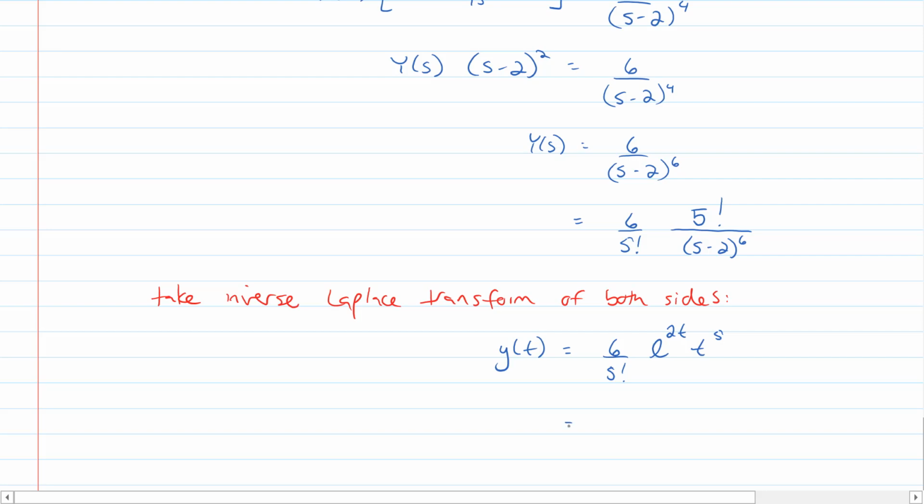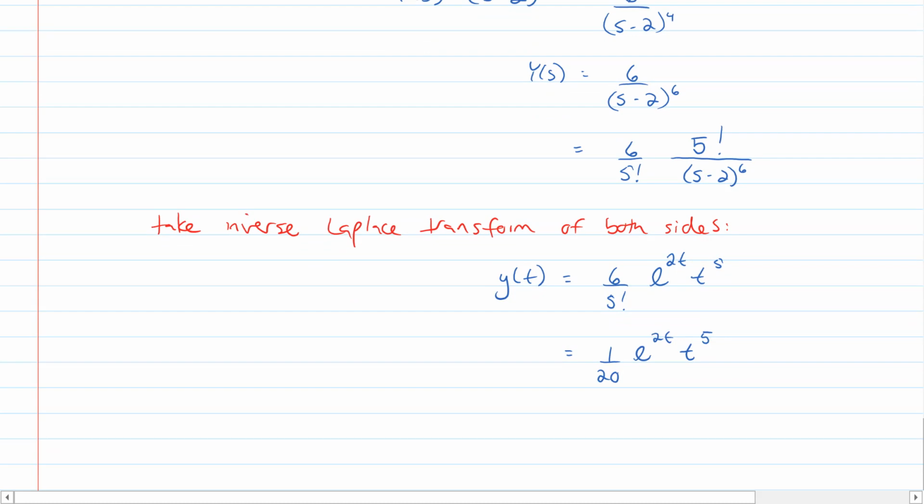You could leave it like that if you want, or you can multiply out the factorial to get 1/20th e to the 2t times t to the 5. And we're done.